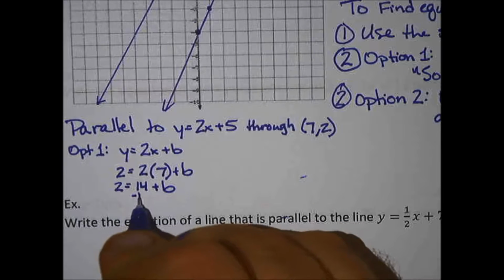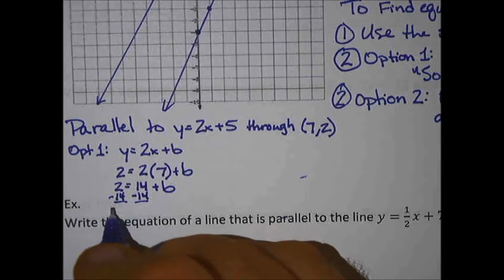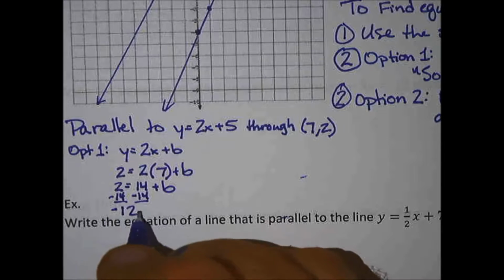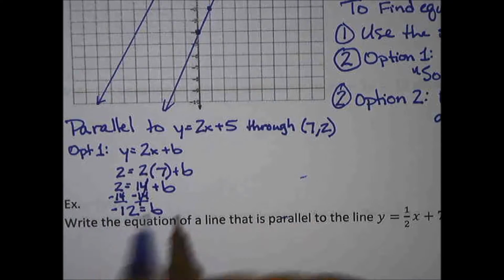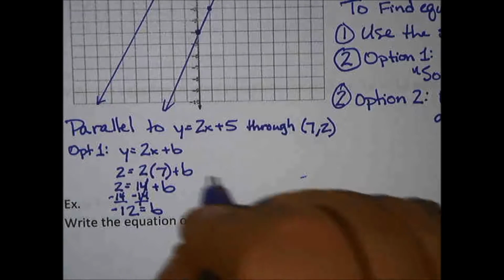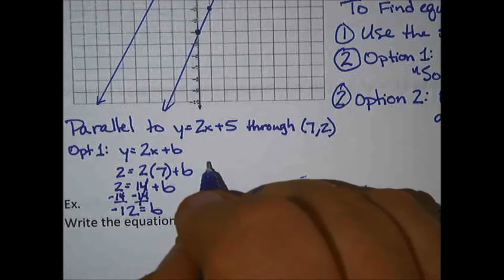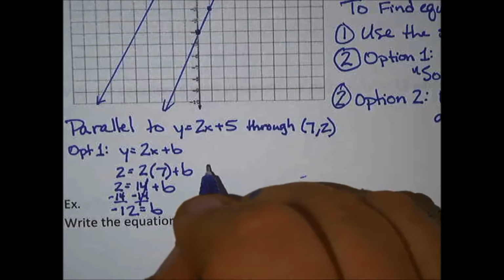And I will subtract 14. I'm going to run out of room here pretty quick. But we get negative 12 equals b, because those cancel out. Okay? And we've done that before. We did that when we were writing in slope-intercept form. It was the first section.